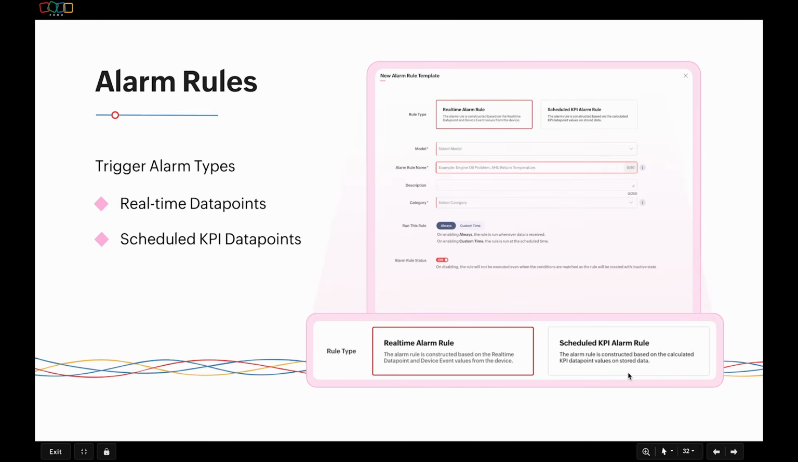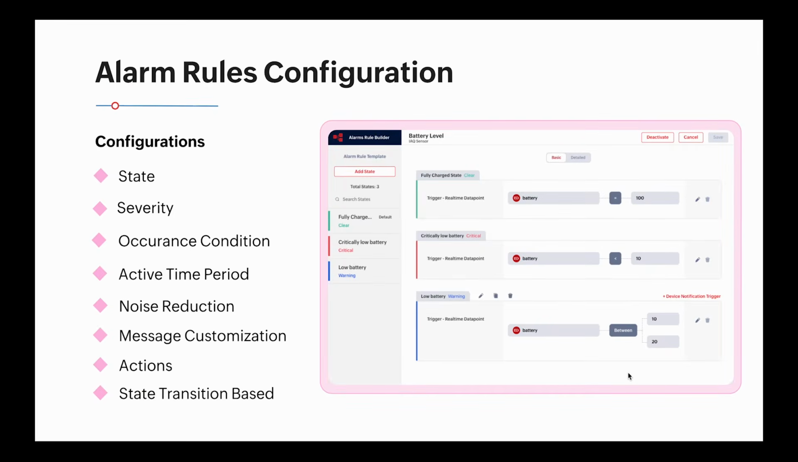So let's quickly see what the types of alarms are. Similar to data points, there are real-time data point based alarm rules, and similarly, scheduled KPI data point based alarm rules. Inside an alarm rule, we have a few configurations.